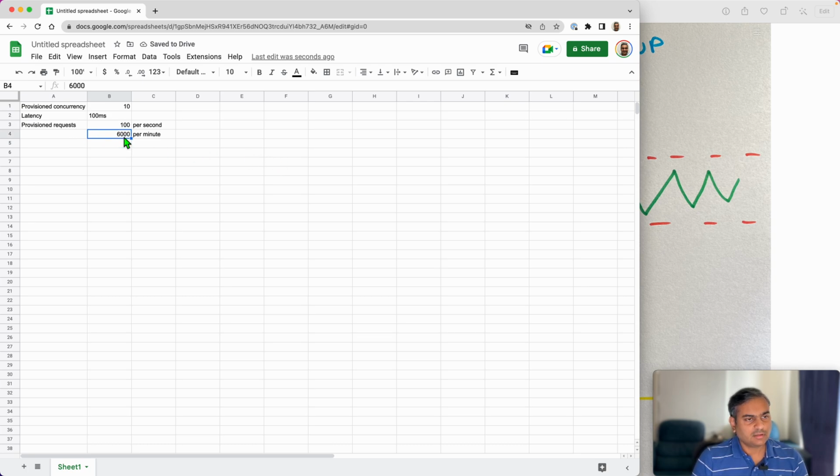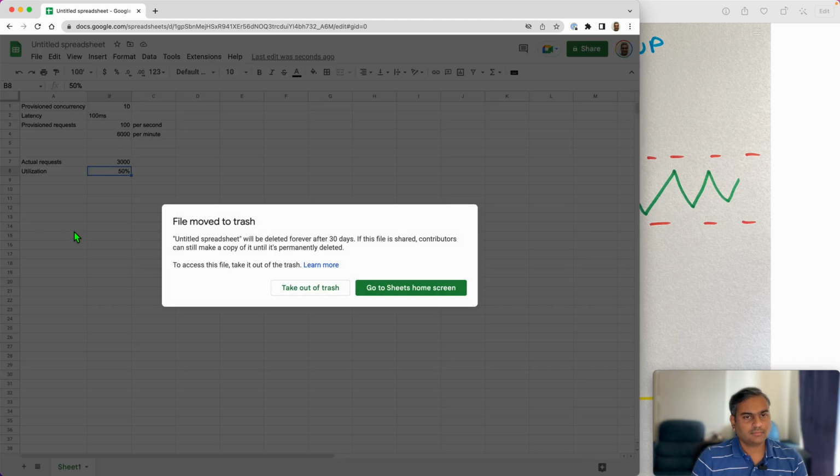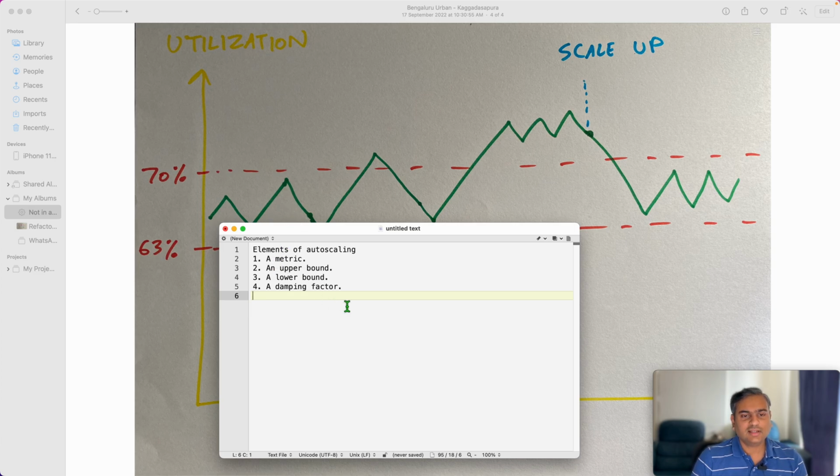Now, how many executions have happened? Let's say actual requests. Let's say there are 3000. Then the utilization is 50%. Right? Let's walk through this again. You have an AWS Lambda function. You have provisioned a concurrency of 10. The latency is 100 milliseconds, which means you have a provisioned request capacity of 100 per second or 6000 per minute. And the actual requests are only 3000 per minute, which means your utilization is 50%. This is for AWS Lambda. This is an example of details. So you need to understand these details when working with a system, but you need to understand this in context of the overall elements of autoscaling.